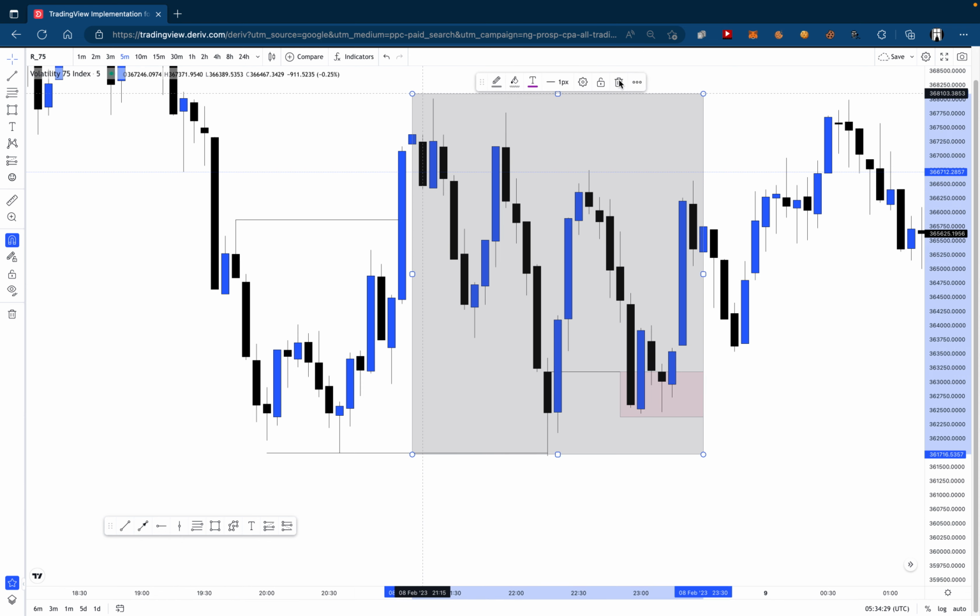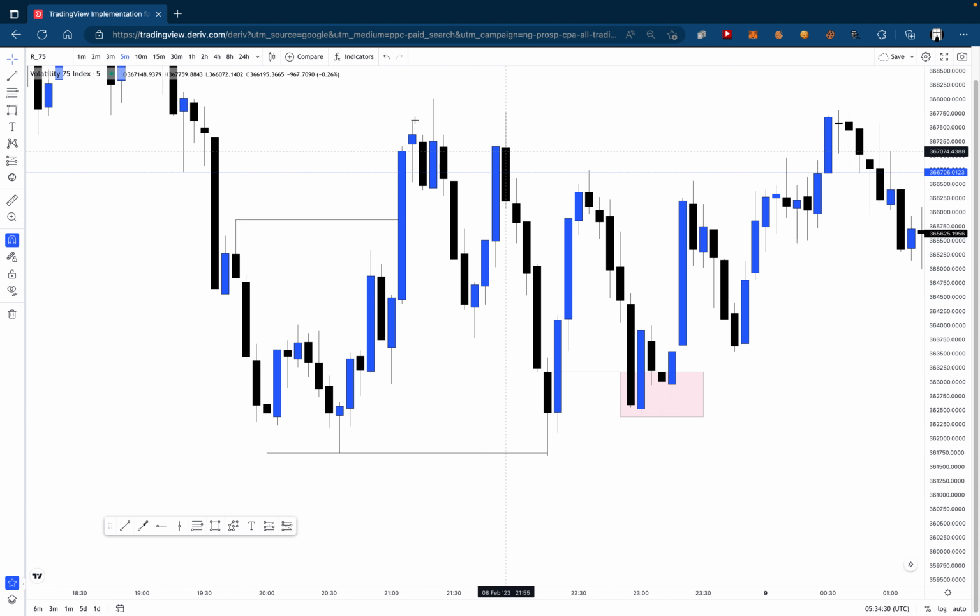Let me take this off. We see a high and price takes out that high, and when price takes out that high, immediately what do we do? We look for the last up candle before the aggressive move. And what is the last up candle?